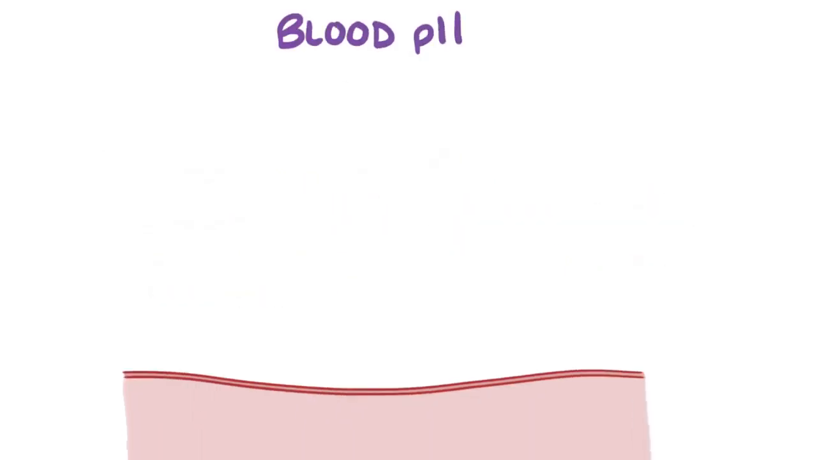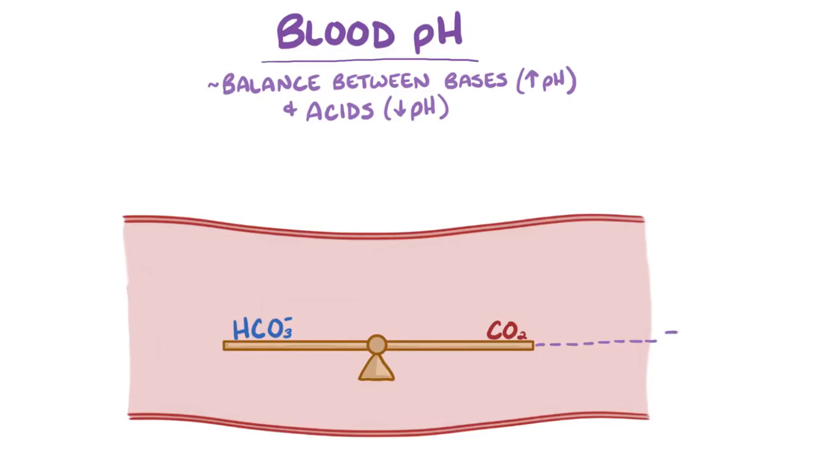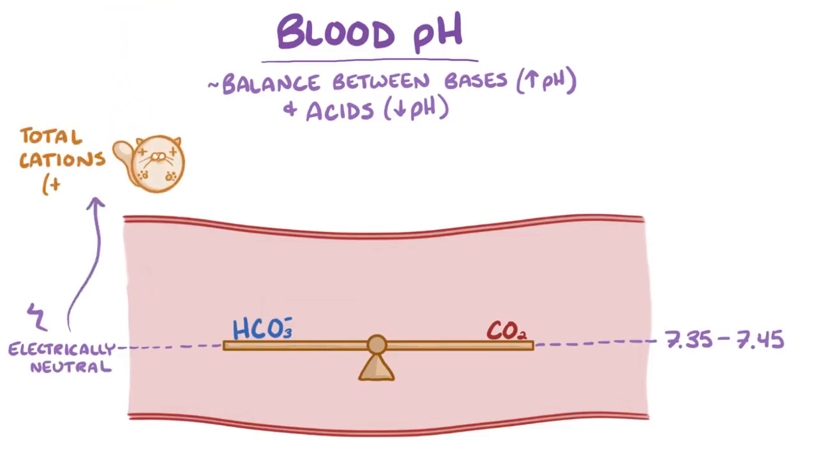Normally, blood pH depends on the balance or ratio between the concentration of bases, mainly bicarbonate or HCO3-, which increases the pH, and acids, mainly carbon dioxide or CO2, which decreases the pH. The blood pH needs to be constantly between 7.35 and 7.45. And additionally, the blood needs to remain electrically neutral, which means that the total cations, or positively charged particles, equals the total anions, or negatively charged particles.